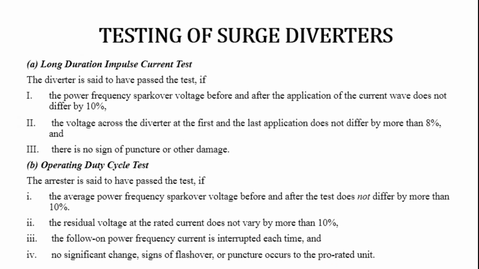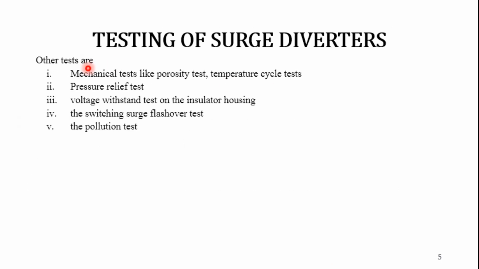Other than this, we have other tests, that is, mechanical tests like the porosity test and temperature cycle test, then the pressure life test, the voltage withstand test on the insulator housing, the switching surge flashover test, and the pollution test. These tests are usually done on diverters used in EHV systems.